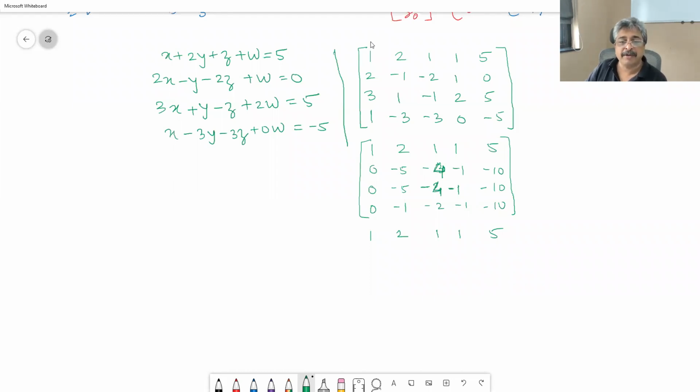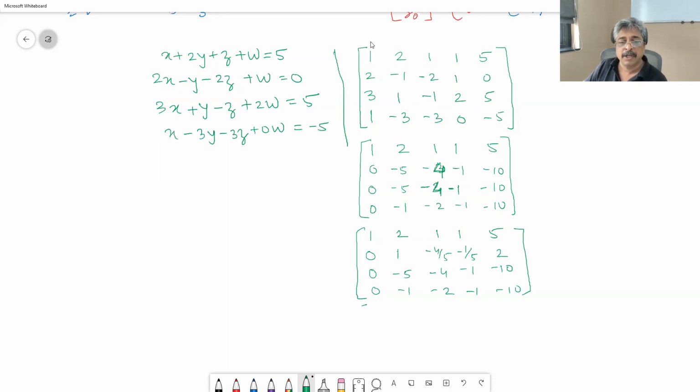So now let me make it 1 here, 0, 1, minus 4/5, minus 1/5, 2. Okay, then let me write it minus 1. Can you see the two rows are same? Minus 4, minus 1, minus 10, 0, minus 1, minus 2, minus 1, minus 10.